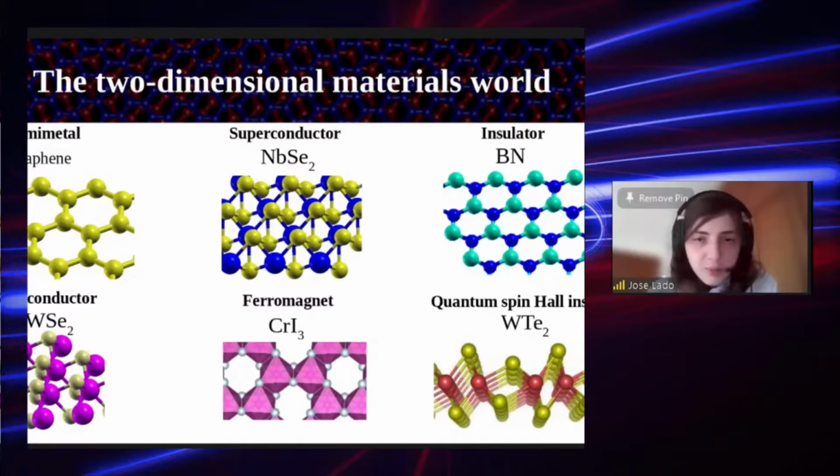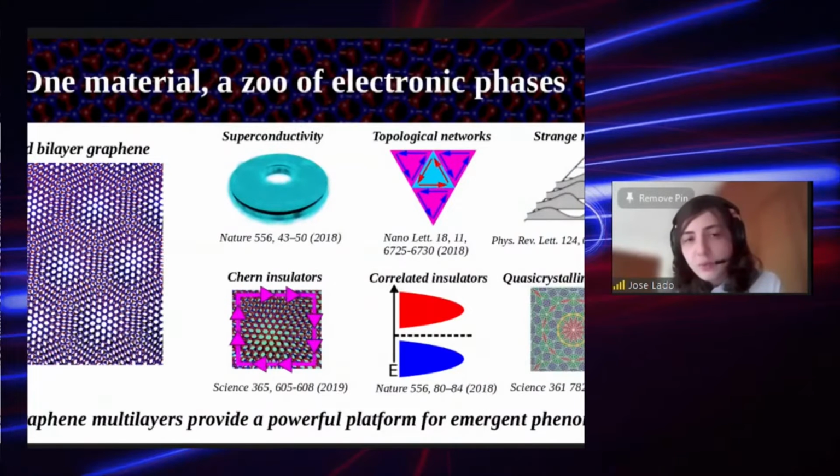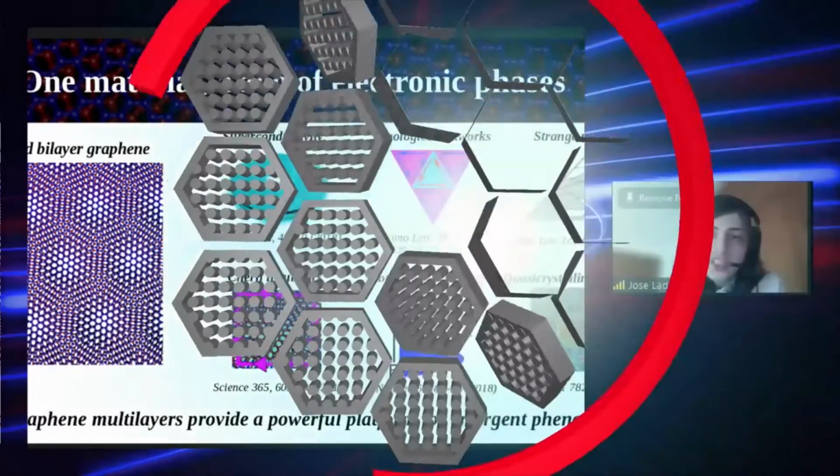And just to give you a simple example of the possibilities that we can have with this, let me highlight the case of twisted bilayer graphene, which is the simplest twisted van der Waals heterostructure. The basic idea is that just by taking two layers of graphene with a small angle between them, and by putting the right interlayer biases, you can realize a huge family of correlated states of matter, including superconductivity, topological networks, strange metal Chern insulators, correlated insulators, quasi-crystalline physics, and so forth. And this is just in a material that has just carbon atoms.